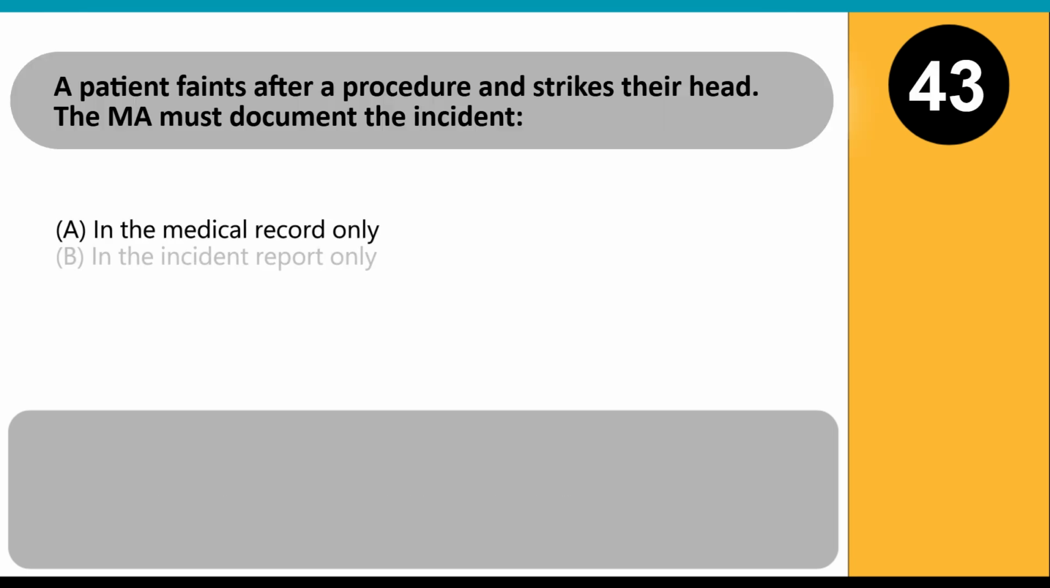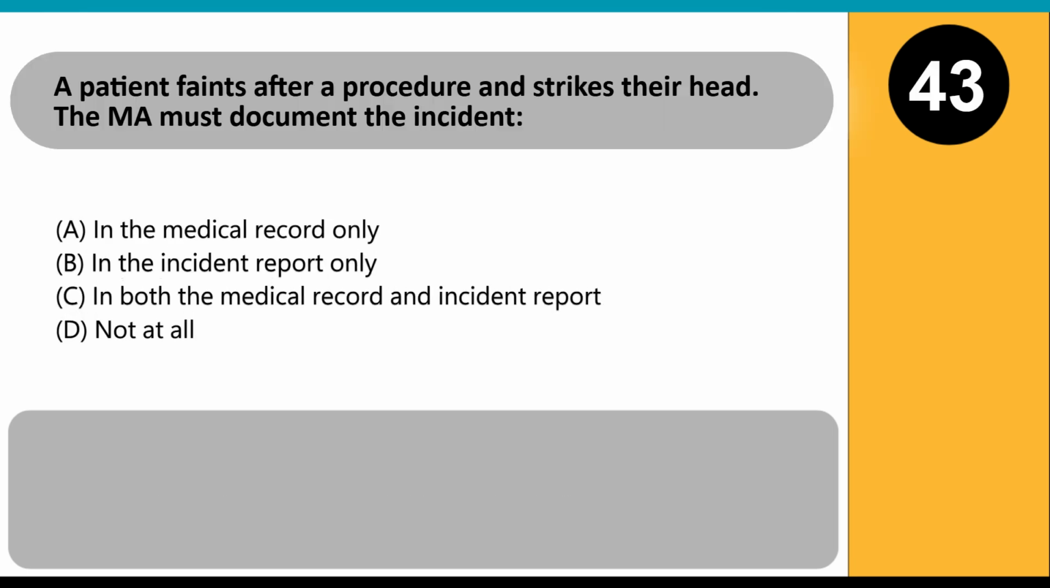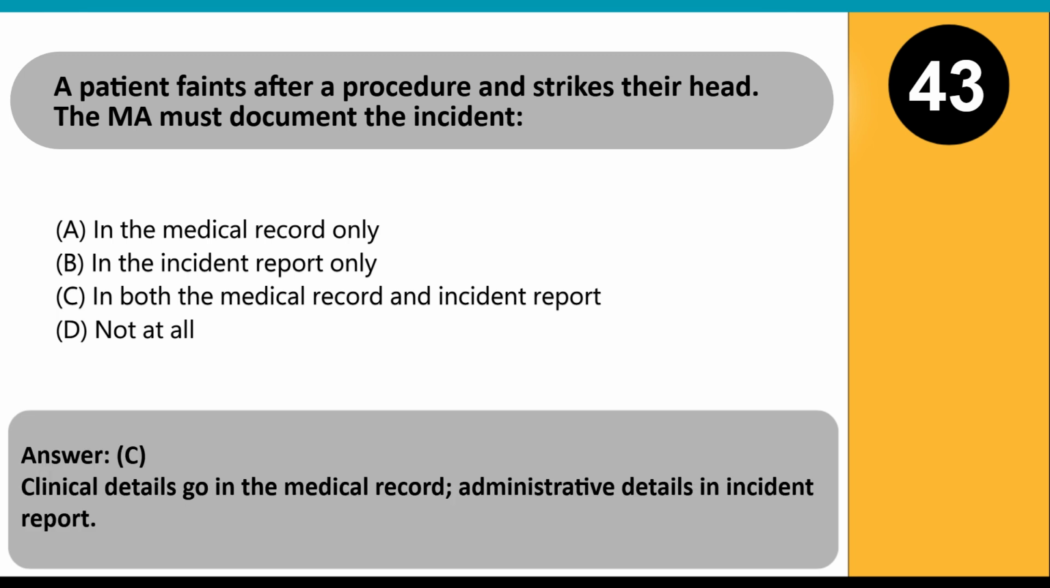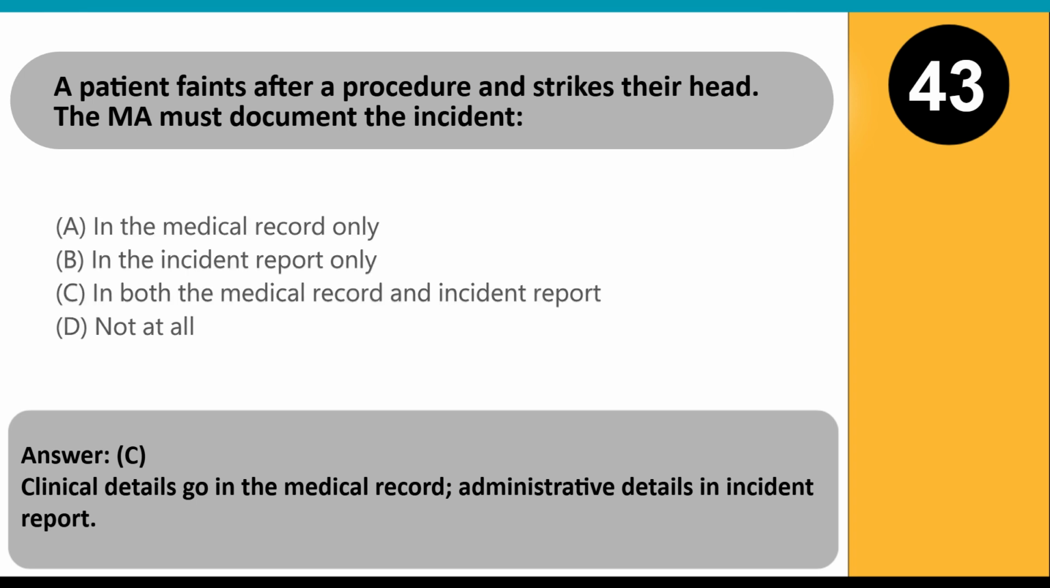A patient faints after a procedure and strikes their head. The MA must document the incident: A. In the medical record only. B. In the incident report only. C. In both the medical record and incident report. D. Not at all. Answer: C. Clinical details go in the medical record, administrative details in incident report.